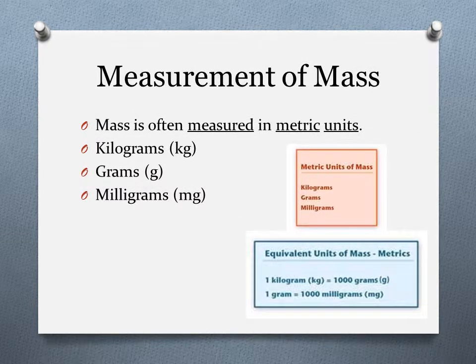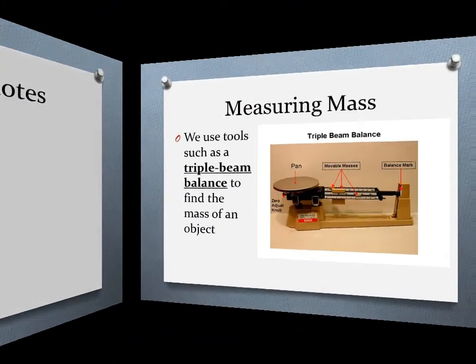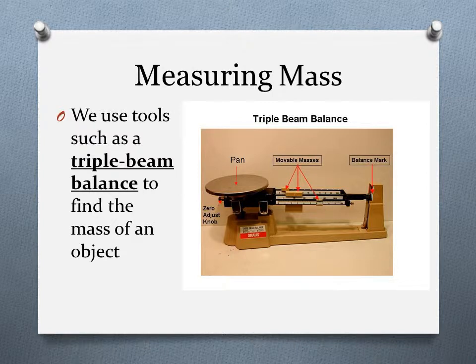Mass is often measured in metric units, and we talked about metric units before. Metric units of mass are kilograms, grams, and milligrams. Measuring mass: we use tools such as this triple beam balance to measure mass. We use it to find the mass of the object. There's the pan right here where you put the object. Here are the movable masses, and then the balance mark, where it balances out on the scale.